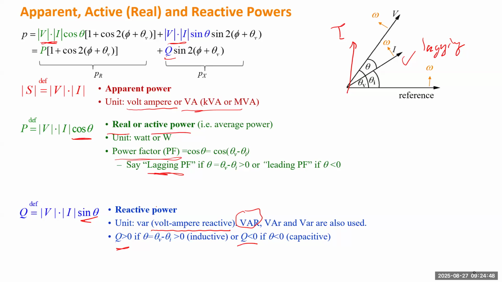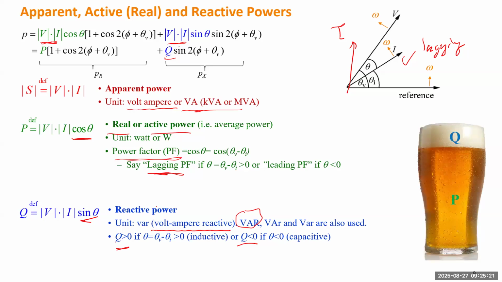So positive Q means theta is positive, which means voltage leading current. So that is the inductive load. Okay, because only for the inductive circuit, inductive branch, the current will be lagging the voltage. If theta is negative, that's a capacitive branch, capacitive load. So Q will be negative. Negative Q usually means a reactive source. Positive Q means reactive load.